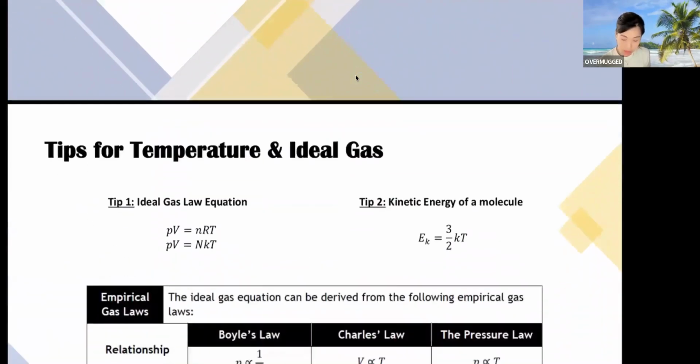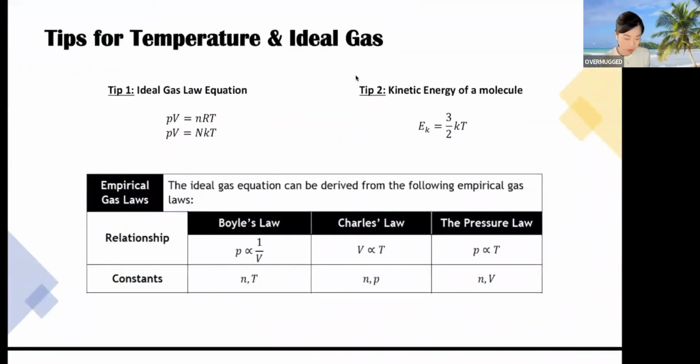Now, the tips that we're going to go through for temperature and ideal gas, mainly a full revision of this topic, is that in ideal gas law, you need to know the ideal gas law equation, which means that any gas that behaves like an ideal gas will follow this main equation here, PV equals nRT. But in any case, if the question given to you is not in terms of the number of moles, but instead in terms of the number of molecules, then that's when you use PV equals NkT.